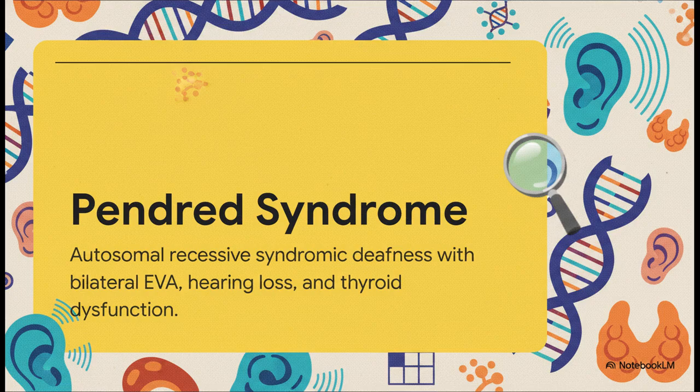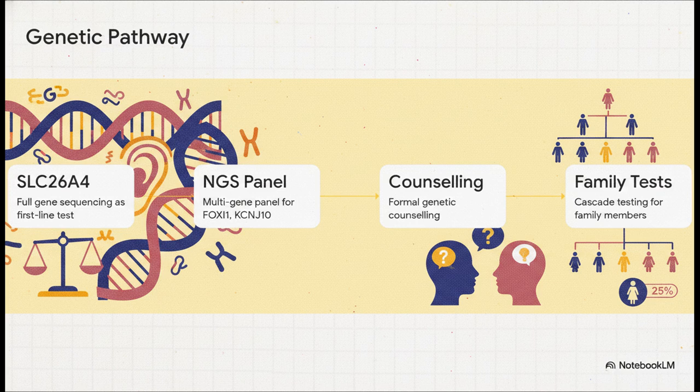Because SLC26A4 is so heavily involved, our genetic testing pathway has to be highly structured. Step 1 is first-line full gene sequencing of SLC26A4. This brilliantly identifies the causal variant in up to 70% of even non-syndromic cases. If that comes back negative, step 2 is a multi-gene next-generation sequencing panel, looking at loci like FOXI1 and KCNJ10. Steps 3 and 4 ensure that this complex data actually translates into real patient care through formal genetic counseling and family cascade testing. Remember, there's a 25% recurrence risk per pregnancy for these autosomal recessive traits.